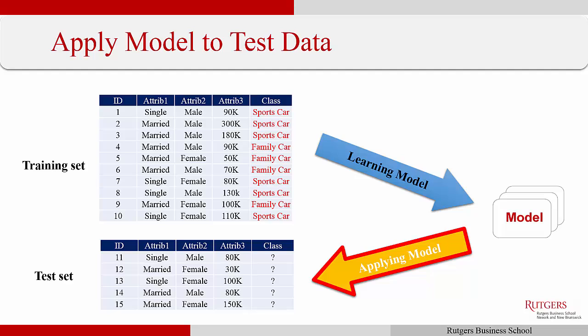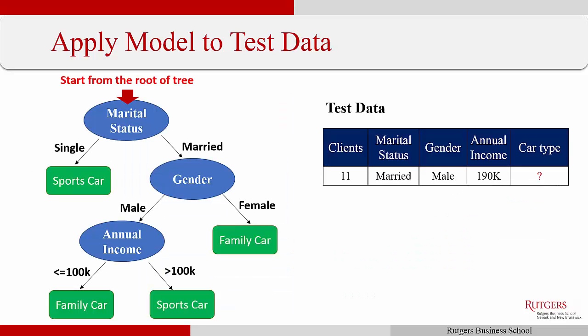In the last slide, we talked about the model. How can we use this model to apply it on the testing set to predict the class of new customers? Let's go through it. For applying the model to the testing data, we should have test data. For simplicity, we just have one more client, client 11, and we have the attribute information: married, male, and annual income is 190,000. But we do not know the car type, which car they prefer.